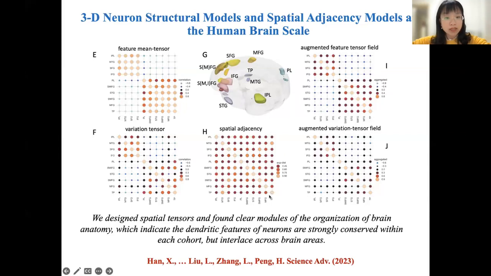We couldn't see what the pattern was for the brain regions. But after we used our spatial tensor field analysis, we can clearly see the cohorts, the patterns in the brain regions. And also using the augmented iteration tensor field, we can clearly see the pattern in the brain regions.